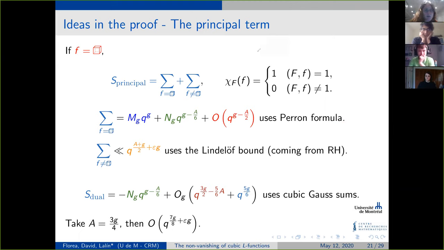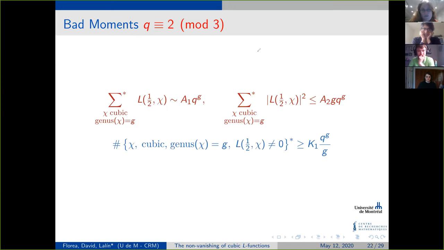So it's very cool. Now the result I wanted to talk mostly about today involves what I just said, so I couldn't really skip it. So if we try to use what I just said to estimate non-vanishing, well, actually, we can bound the quadratic moment by G times q^G.